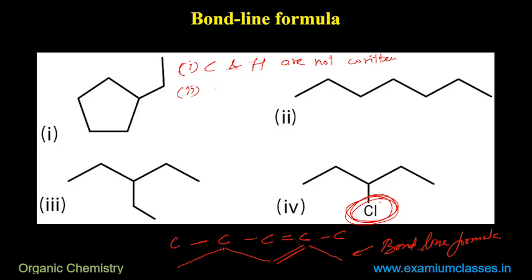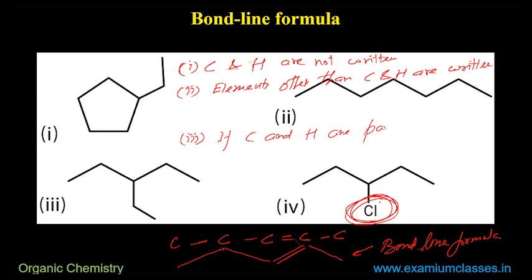Second, elements other than carbon and hydrogen are written clearly. Third, if carbon and hydrogen are part of functional groups. Functional groups means CHO, aldehyde, COOH, carboxylic acid. Then these are written.